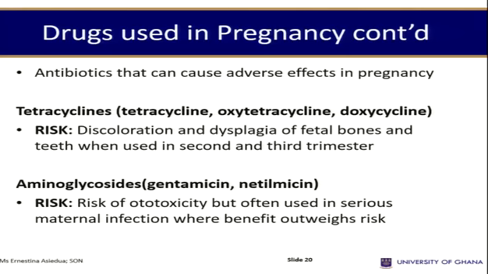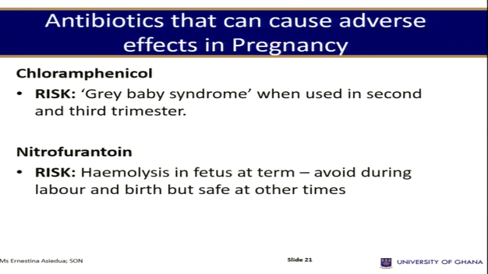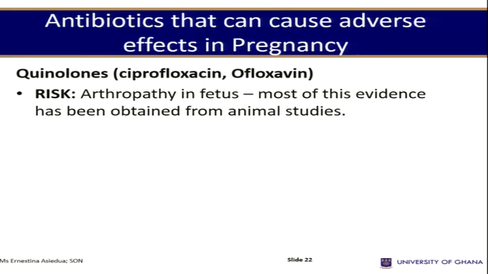We also have the aminoglycosides, including gentamicin. But remember that now it is scarcely used because of the high level of toxicity that has been linked with the use of gentamicin. We have chloramphenicol. The risk is gray baby syndrome when used in the 2nd and 3rd trimesters. You have nitrofurantoin. The risk is hemolysis in the fetus at term. Then the quinolones, which is ciprofloxacin or ofloxacin. They can also cause arthropathy in the fetus. Most of this evidence has been obtained from animal studies.